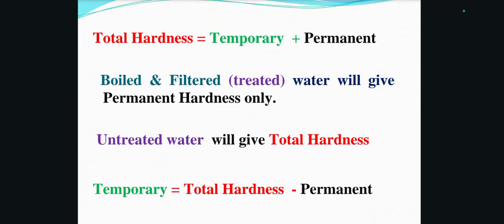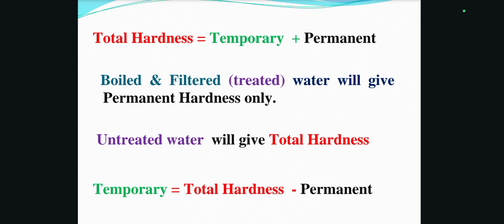Hi dear students, in our last lecture we saw hardness of water, types of water, then types of hard water. And in that we saw hard water has two types: the first one is temporary hardness and the second one is permanent hardness, and we already saw how to remove them. And we saw that temporary hardness can be removed by boiling.